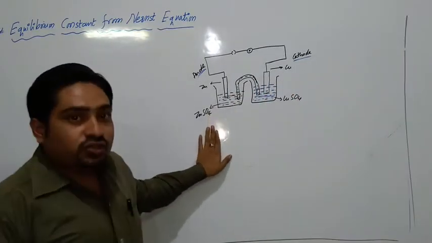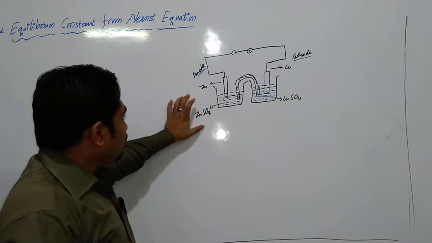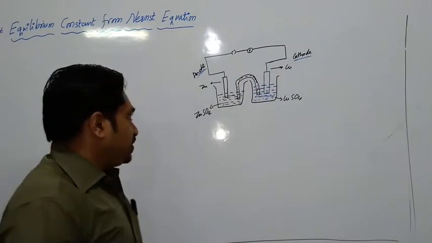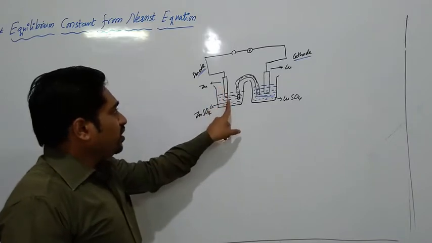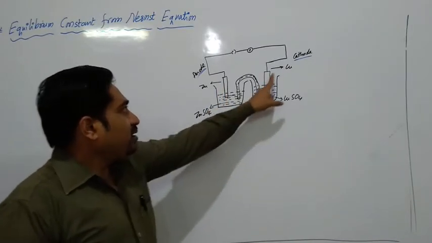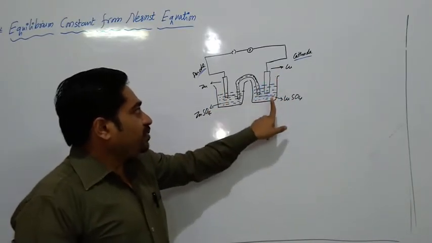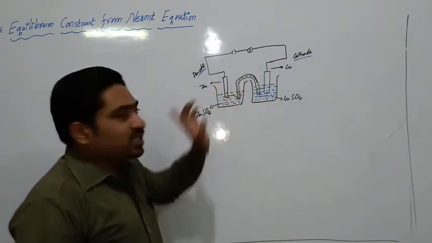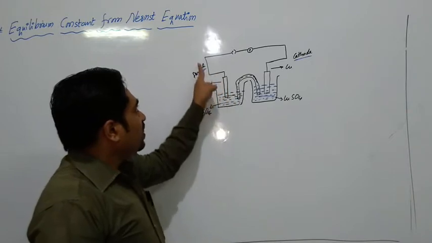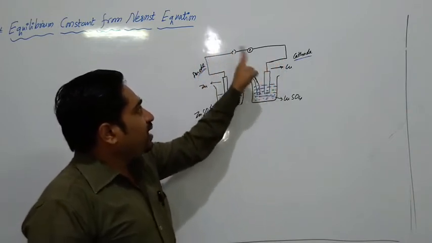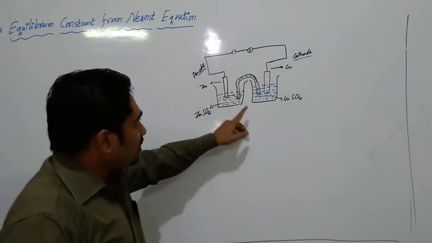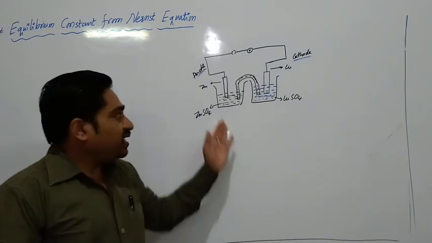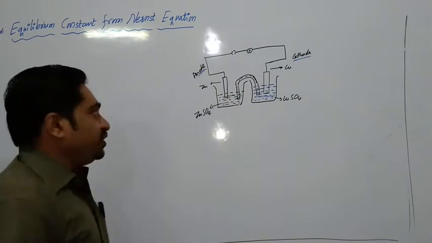So it is the oxidation half cell; here the oxidation reaction takes place. Here the reduction reaction takes place. Here a zinc rod is dipped in zinc sulfate solution. At the cathode a copper rod is dipped in copper sulfate solution. This is called the copper electrode and this is called the zinc electrode. These two are externally connected by a conducting wire, and internally connected by a salt bridge.